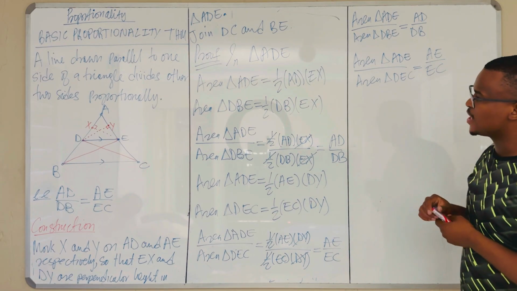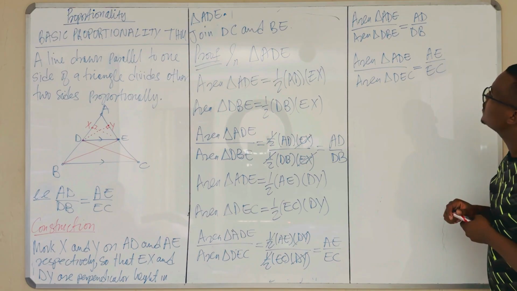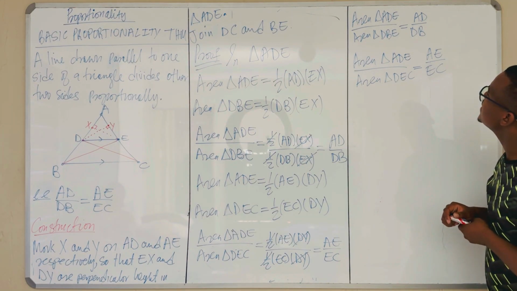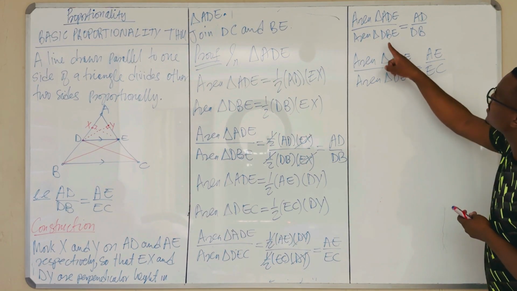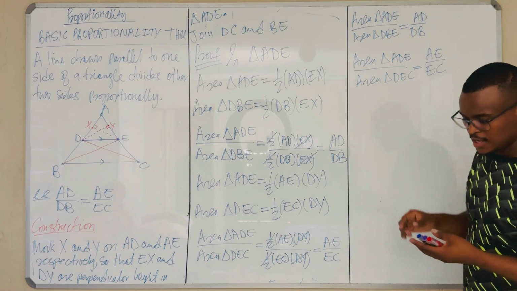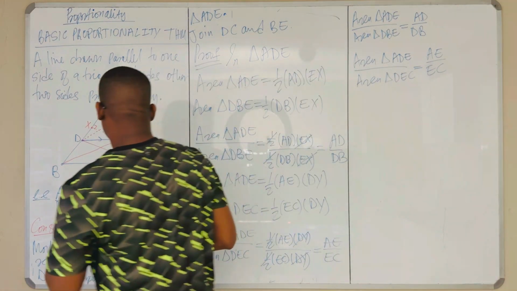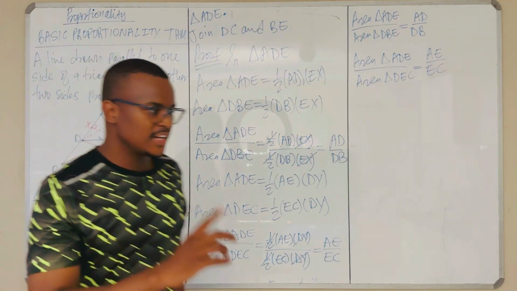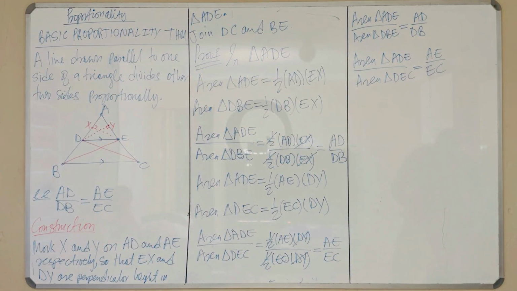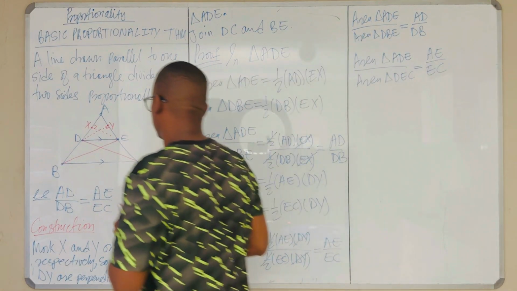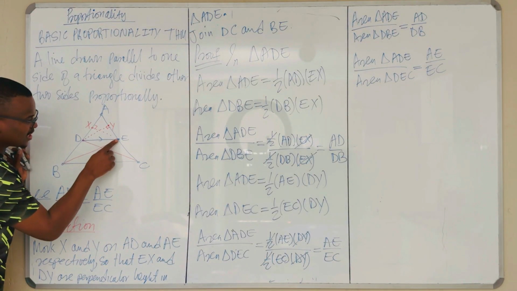So let's go and look at these two triangles, triangle DBE and DEC. Let's suppose that I use a different color. Let me try to find a green color. So I'm going to change the color of this one.